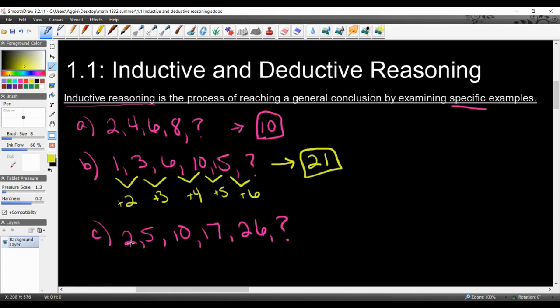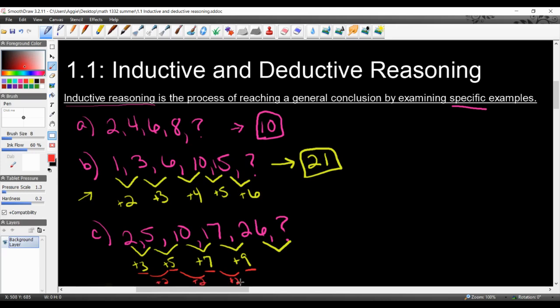So just like the problem before, I'm going to do what I did for letter B, because you can tell this one is not going by the same number. From 2 to 5, it went up by 3. From 5 to 10, it went up by 5. From 10 to 17, it went up by 7. From 17 to 26, it went up by 9. Okay, so you need to figure out the next one. If you look at this pattern now, we have odd numbers here, 3 and then 5 and then 7, then 9. So these are actually going up by 2.